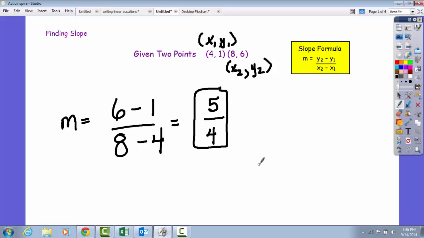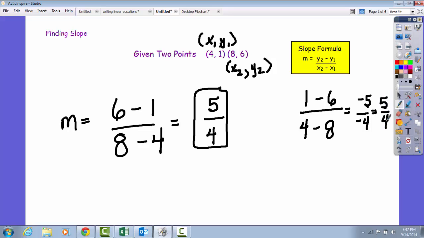If someone chose to do this the opposite way, and they chose to use the y sub 1 first and subtract 6, then they would use the 4 first because it goes with the 1, and they would subtract 8. 1 minus 6 is negative 5. 4 minus 8 is negative 4. A negative 5 over a negative 4 simplifies to a positive 5 over 4, giving me the same slope.